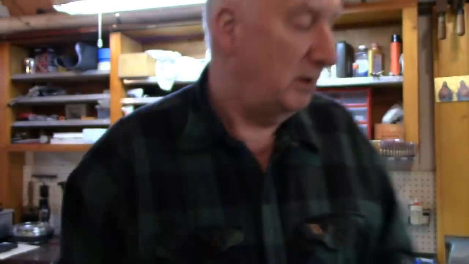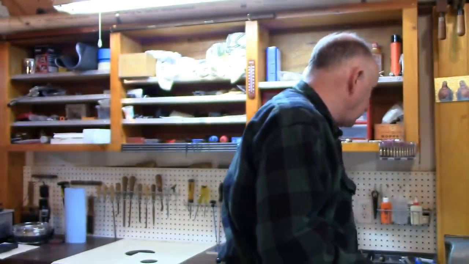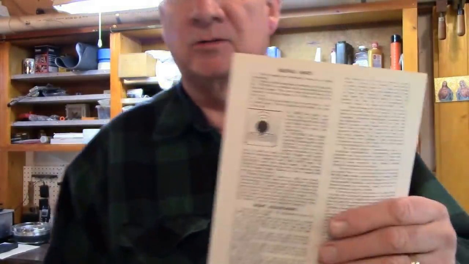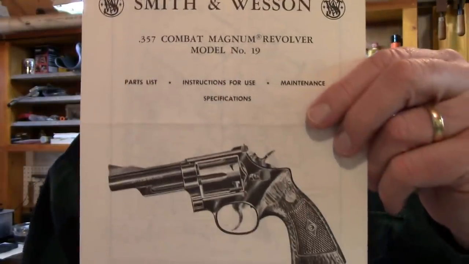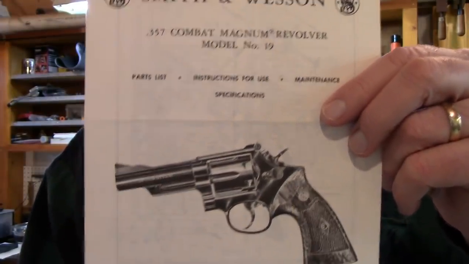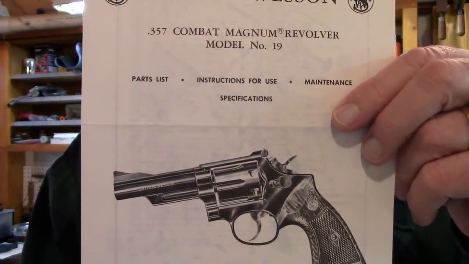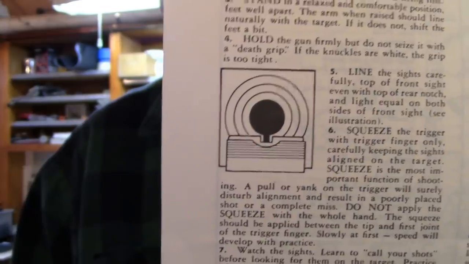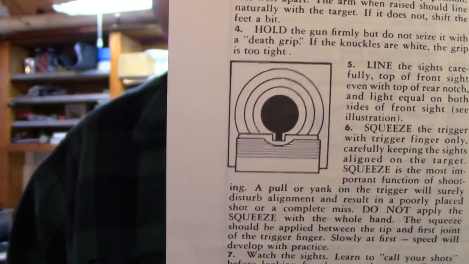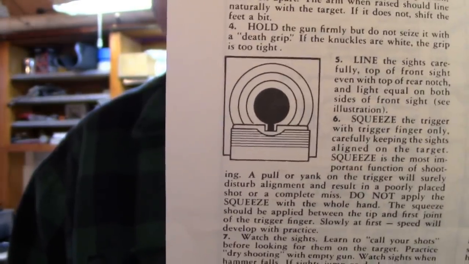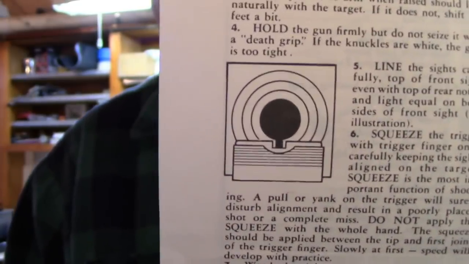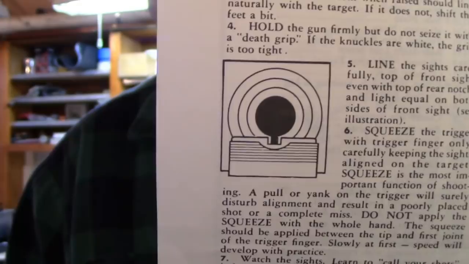All right, now I'm going to show you another example of it. It's spread all over the place. So here's a publication from my old Model 19, and you'll see right there's an explanation. This is what the virus looks like. Sharp sights, sharp front sight, sharp rear sight, and sharply defined target with scoring rings.